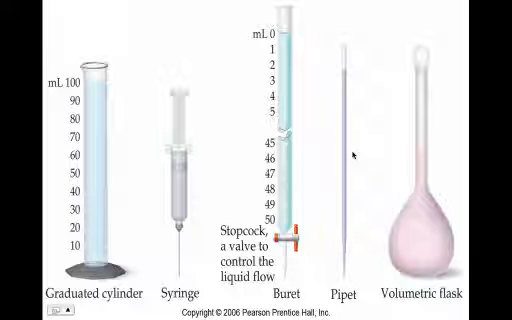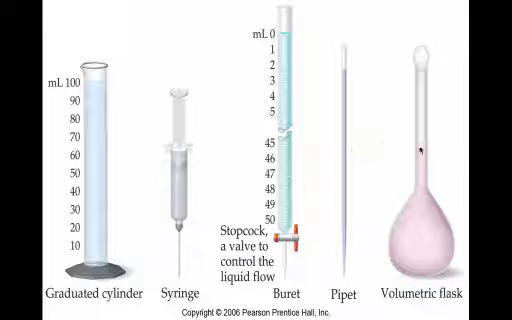Pipettes can be volumetric or graduated pipettes. We'll actually use these for a lab we're going to do in the next couple of days. And then volumetric flasks are calibrated to measure a certain amount. A volumetric flask might be for 500 milliliters or 250 milliliters, but those are to make a certain amount of a solution.